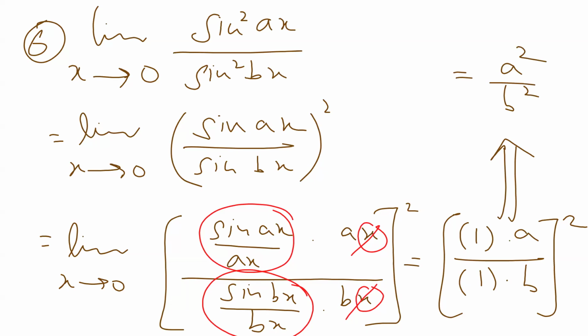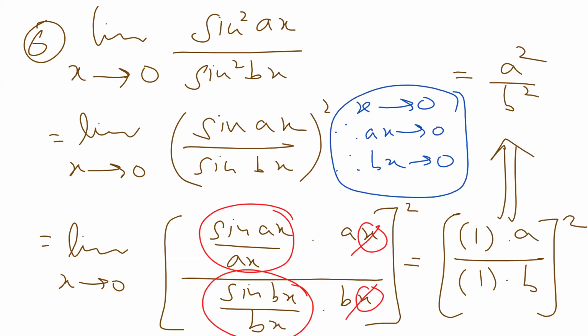Now for your school teachers, you are supposed to write something. X approaches 0, therefore AX also approaches 0 and BX also approaches 0.